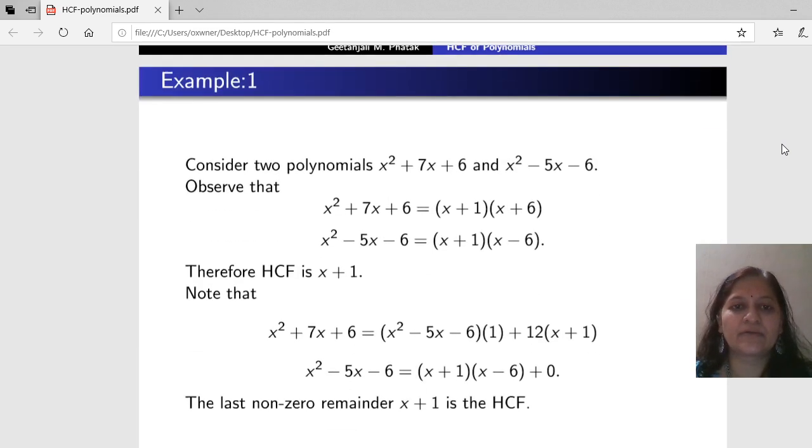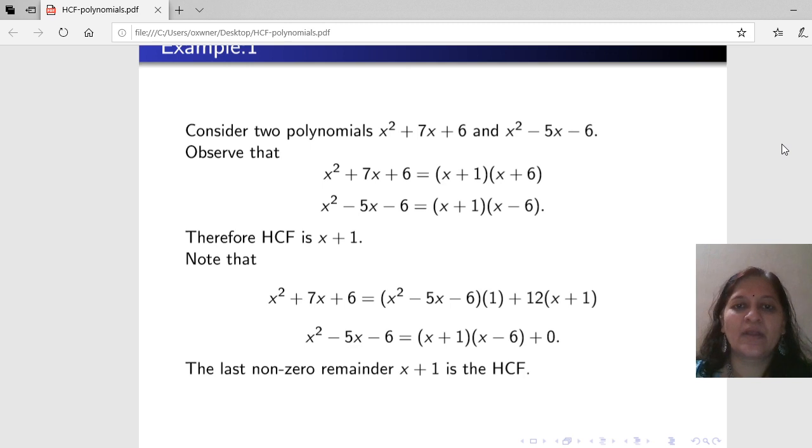Consider two polynomials x square plus 7x plus 6 and x square minus 5x minus 6. Now we observe this directly by the factorization method. So the factors are x plus 1 and x plus 6 for the first polynomial and x plus 1 and x minus 6 for the second polynomial. Now there is only one common factor, x plus 1. So the highest common factor is obviously x plus 1.